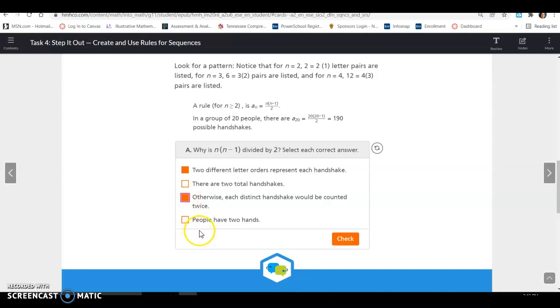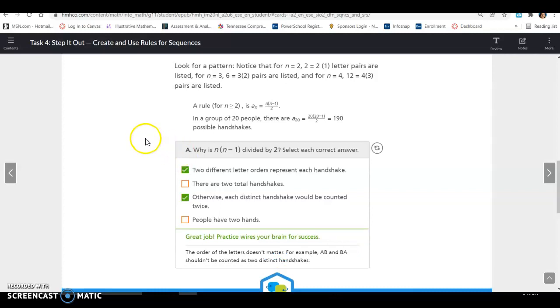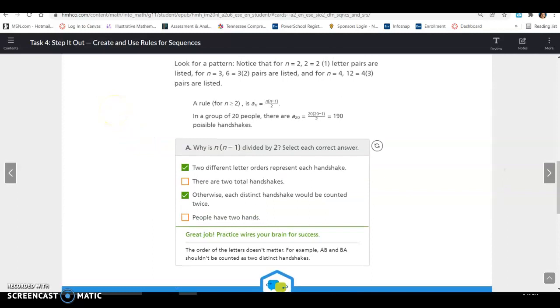People have 2 hands. Well, hopefully people have 2 hands, but that's not going to affect our equation because even though people do have 2 hands, most people only shake hands with 1 hand. So the first and third answers would be your best choices. And that's all for task 4. If you have any questions, let me know.